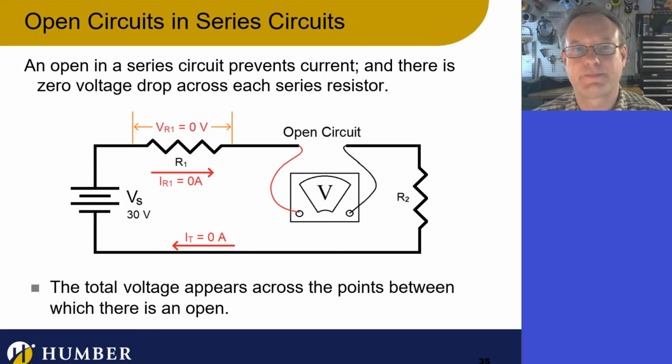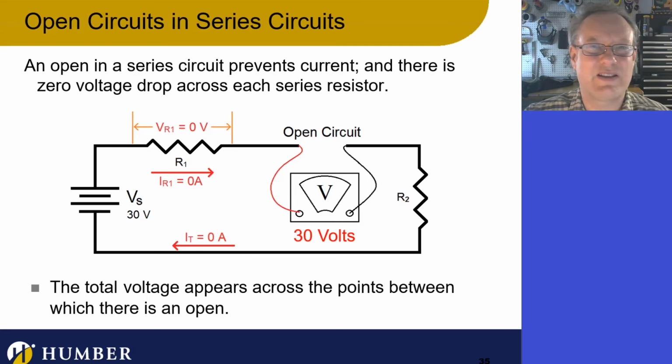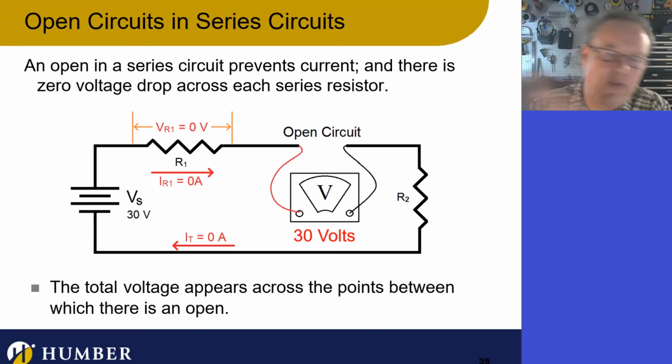What's the voltage here? What does that voltage meter read? It actually reads the source voltage. It's actually going to read 30 volts. Really? That doesn't make any sense, because that's not across the voltage source.